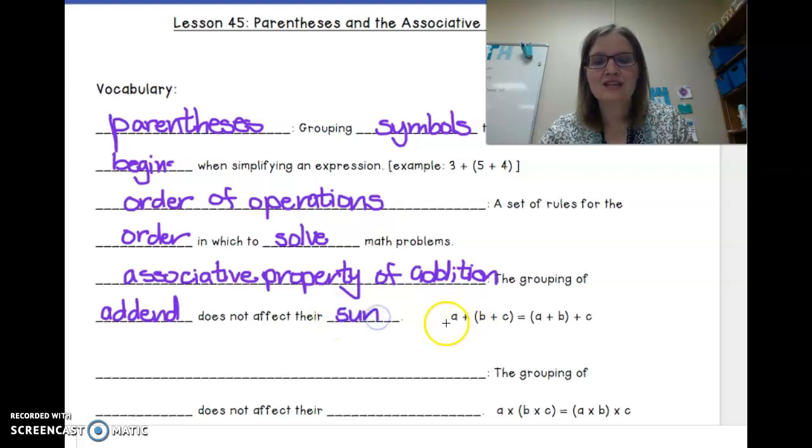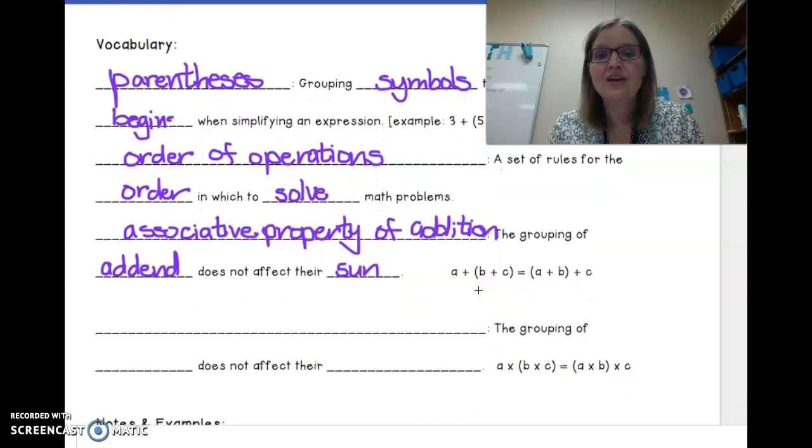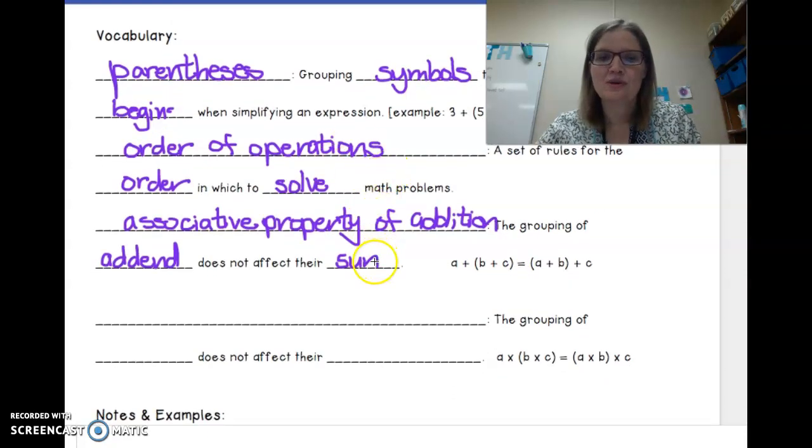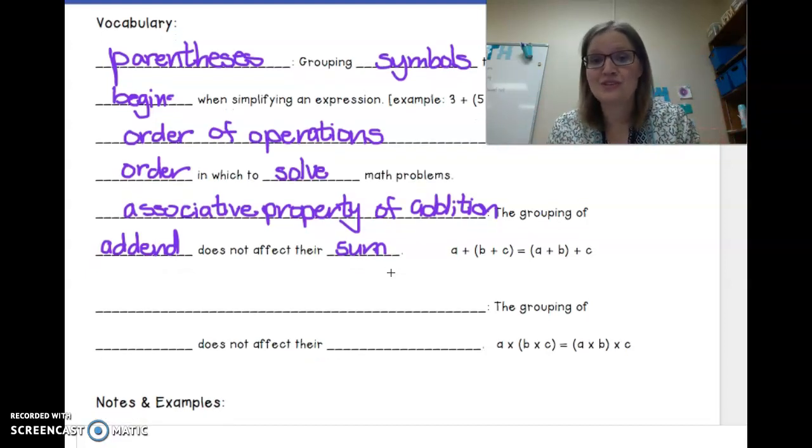And here we have an example of just some variables. A plus B plus C is the same as if you put it in parentheses: A plus (B plus C). So it's really nice to know, when you're working with addition, that you can organize it in a way and know that it's not going to be affected by where you put parentheses.